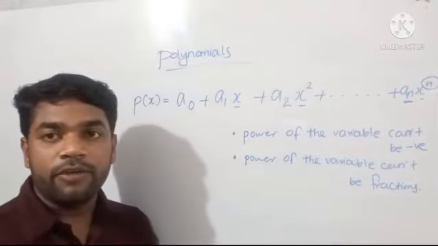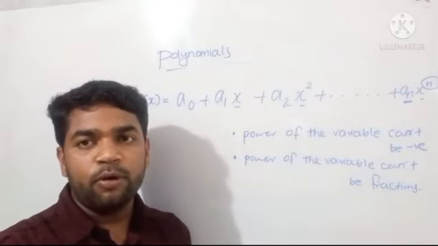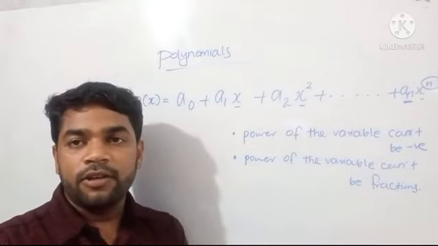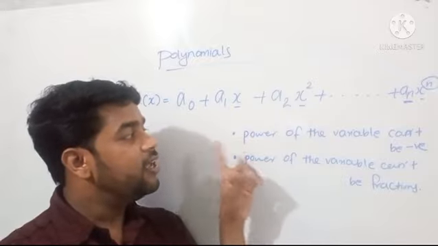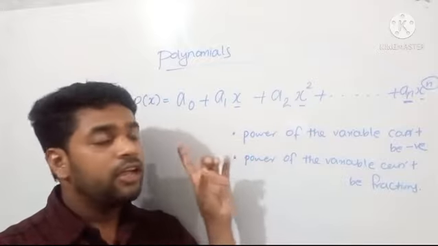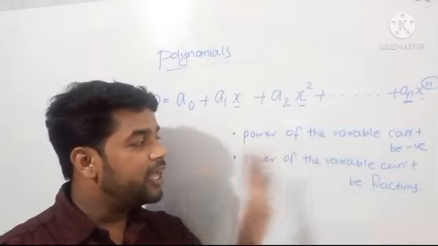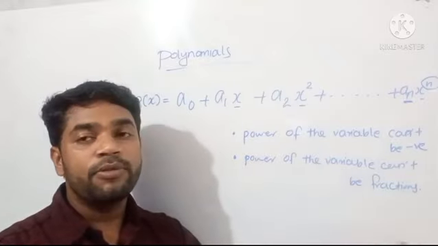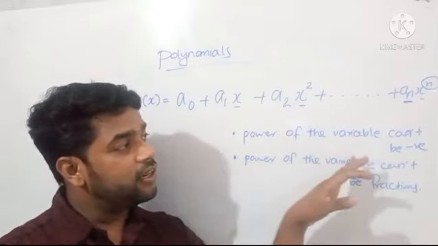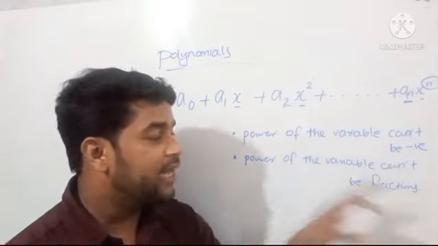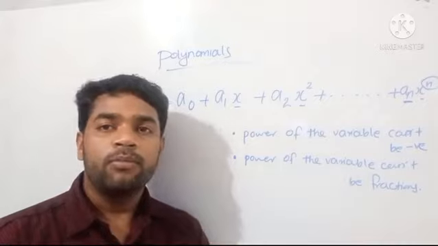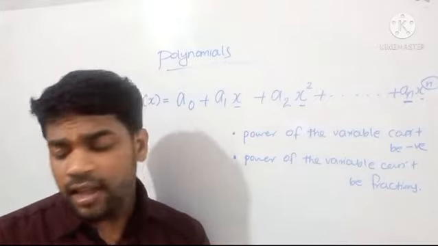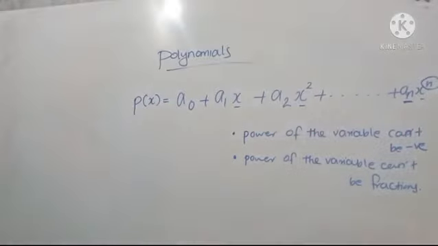Sometimes a question will come where two or three expressions are given and you have to say which of them are polynomials. At that time, keep in mind that the power of the variable cannot be negative and cannot be a fraction. If it is, then it is not a polynomial. Let us see some examples of polynomials.